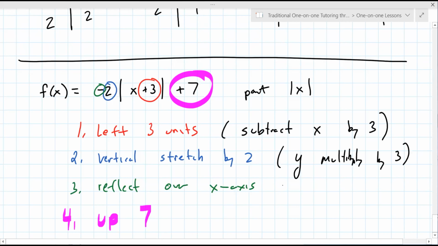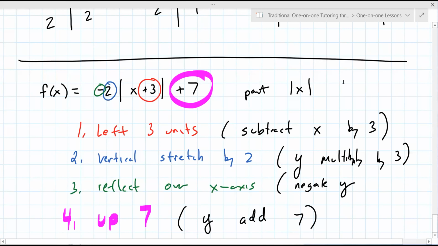So y multiply by 2. Does the reflection over the x-axis affect the x or the y value? It affects the y value, so you negate y. If it's positive, it becomes negative. If it's negative, it becomes positive. And up 7, does that affect the x or the y value? Technically both, but it only affects the y value. Y add 7.